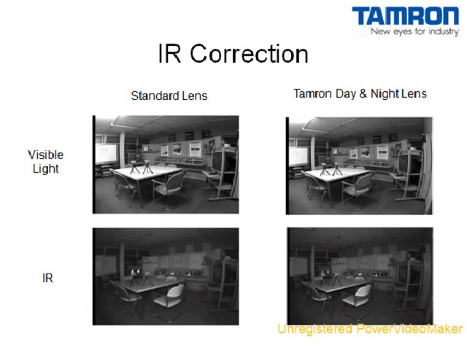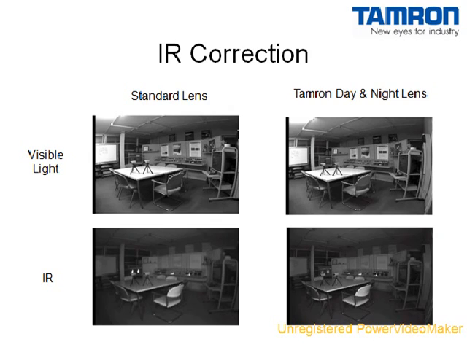This is a comparison of images taken in visible and infrared light using a standard lens and a Tamron day and night lens. Both of the images taken in visible light are clear and in focus. When the lighting is switched to infrared, focus shift occurs in the standard lens and the sharpness of the image deteriorates. Note the reduction in clarity in the image on the bottom left.